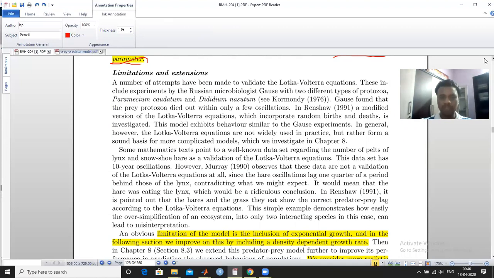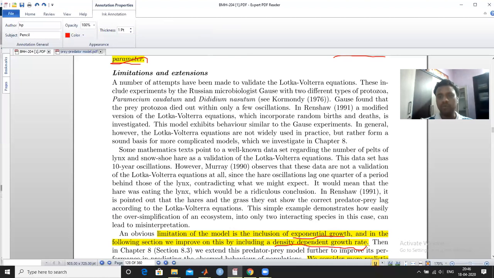We have discussed the limitation of the model, the exponential growth. We have assumed that the population of the prey increases exponentially in the absence of the predator, but it does not happen naturally. Therefore, we will use the density dependent growth model, as we have already used this model in the population growth model, where carrying capacity is there.